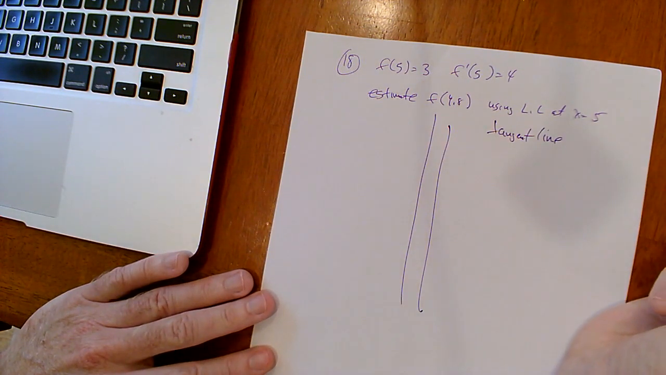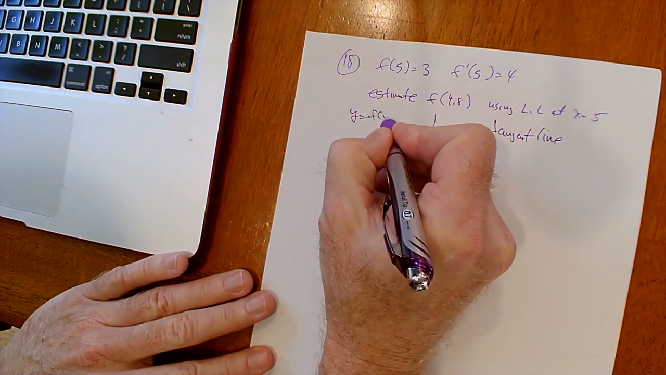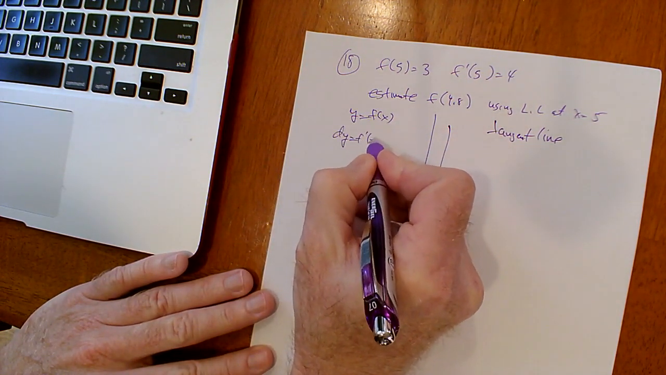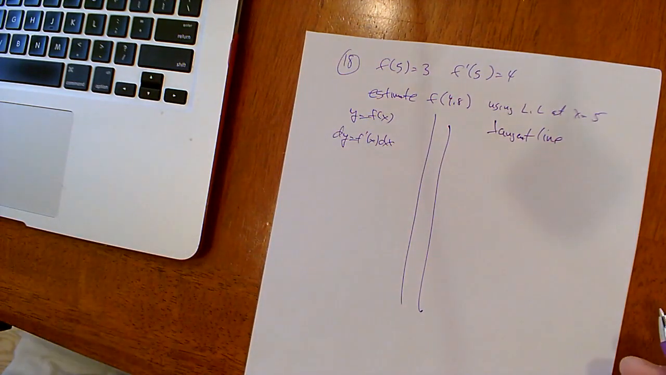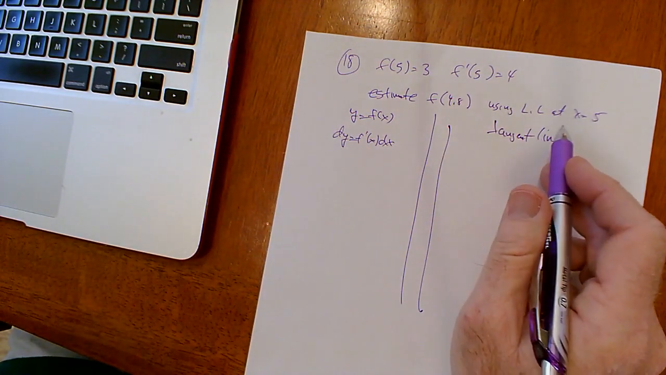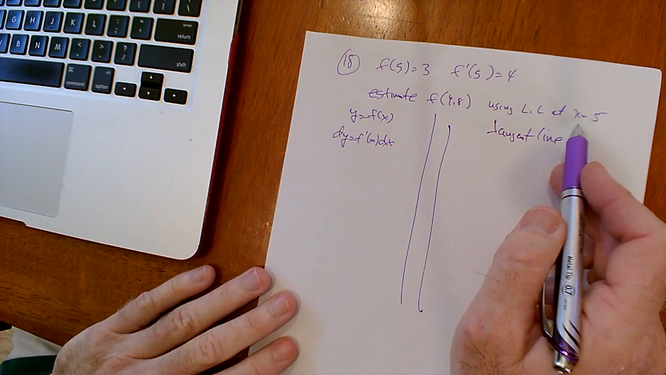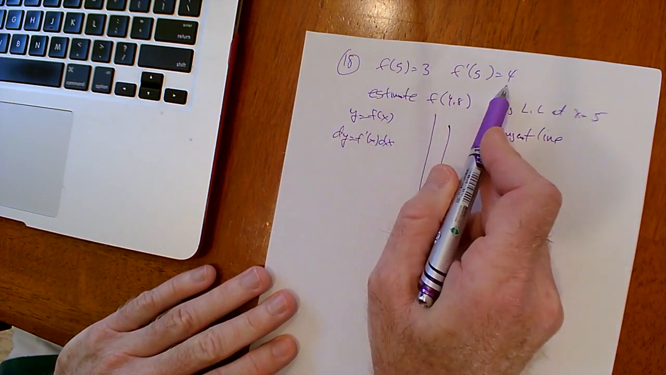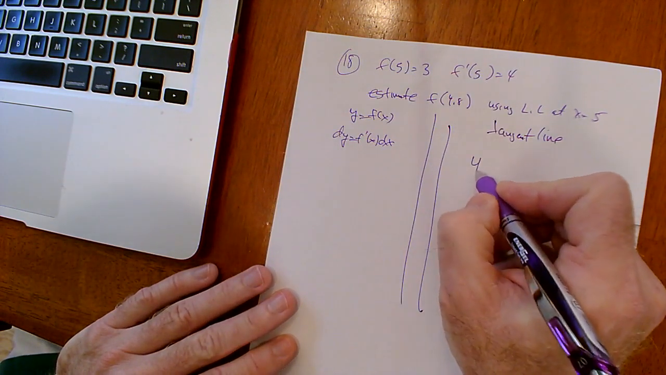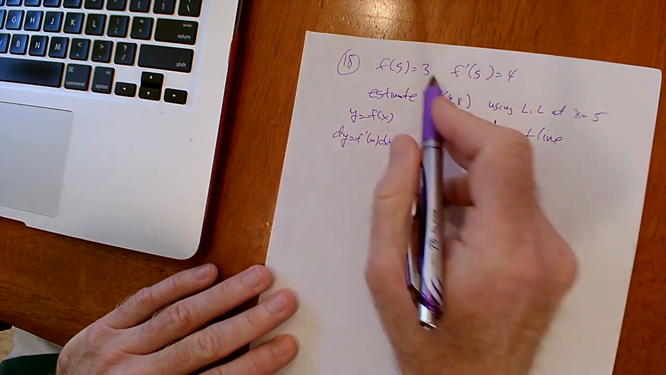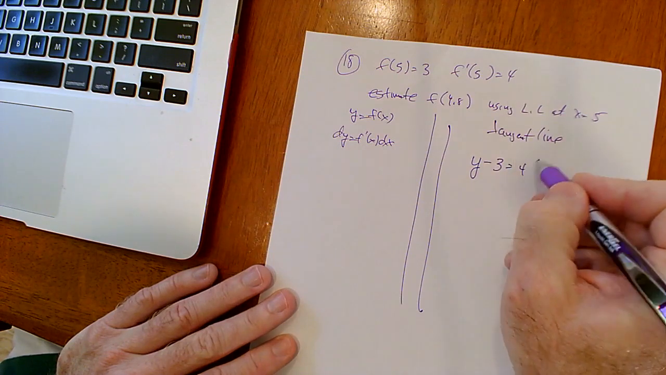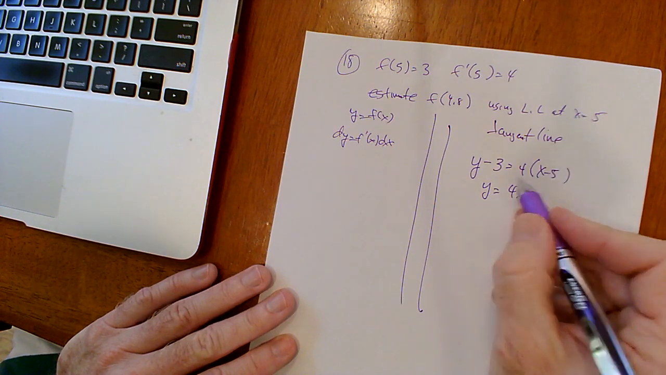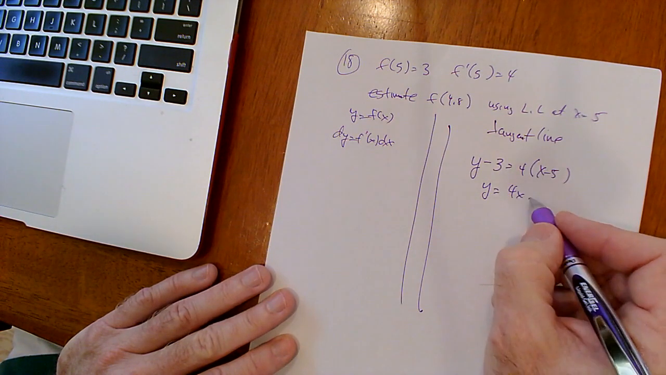Local linearization is, if you start with y equals f of x, then dy equals f prime of x dx. So I'll do this both ways, but local linearization just means find the tangent line. So let's find the tangent line at x equals 5. At x equals 5, I have the point, which is (5, 3), and I also have the slope, which is 4. So the tangent line becomes y minus 3 equals the slope, which is 4, times x minus 5. Y equals 4x minus 20 plus 3, so minus 17.